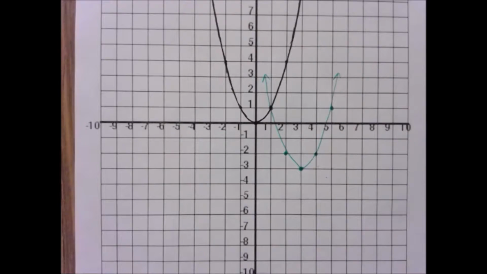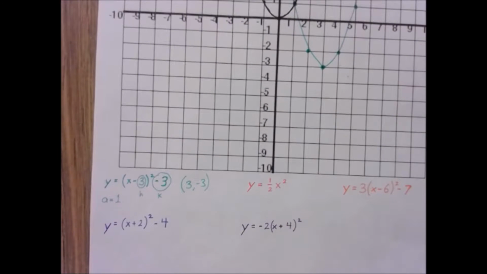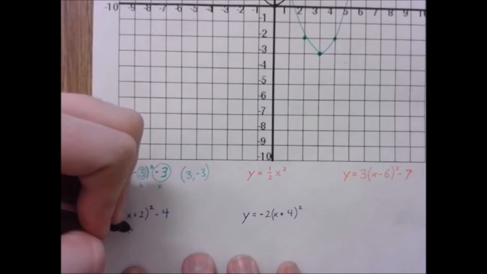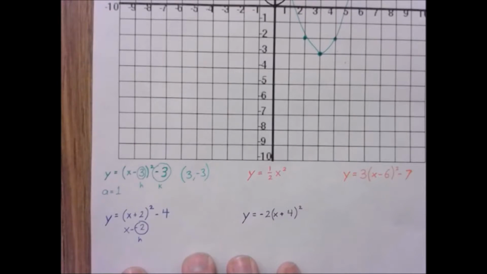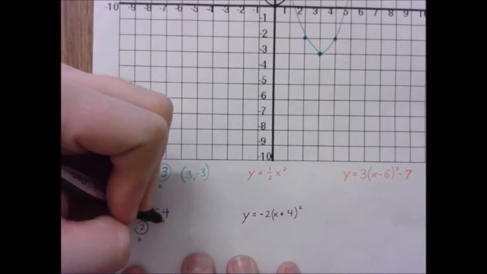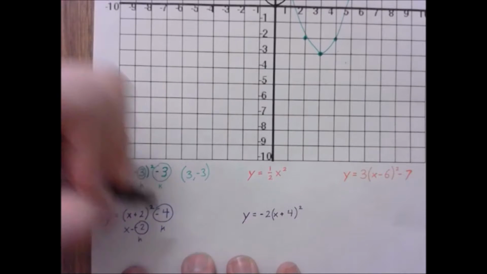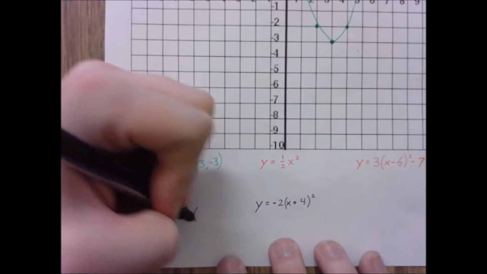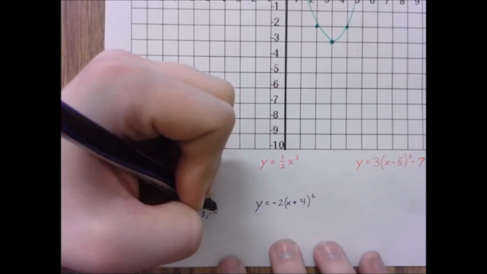All right, so let's look at one where we end up having to change the sign inside the parentheses. That's this blue one down here. So this would actually be like x minus negative 2. The negative 2 is the h value, and then negative 4 is my k value. So here, my vertex is going to look like negative 2, comma, negative 4.